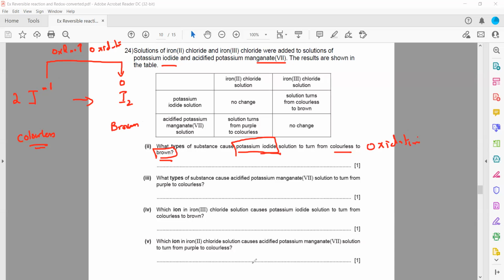So if we want to do oxidation, what type of substance causes the potassium iodide to change from colorless to brown, or what substance can oxidize potassium iodide or iodide ion? So what we will write is oxidizing agent. Like what substance is causing that? Which substance should iodide ion react with to turn into iodine molecule? Because for iodide ion, oxidation is happening as it turns into iodine molecule. So what we need is an oxidizing agent.